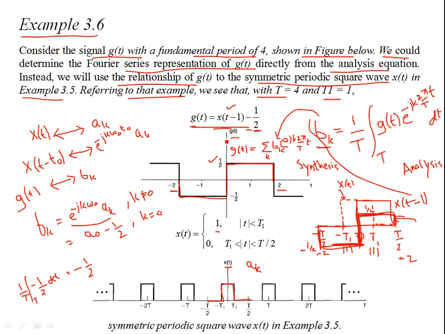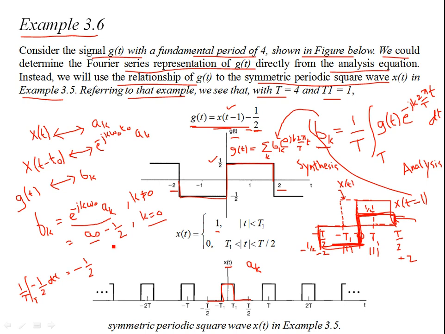But this is not the complete story. There's a DC Fourier coefficient, or DC term, which is also in x(t), so you have to take care of that. That's a naught. So for k equal to 0, we have a naught minus 1/2.